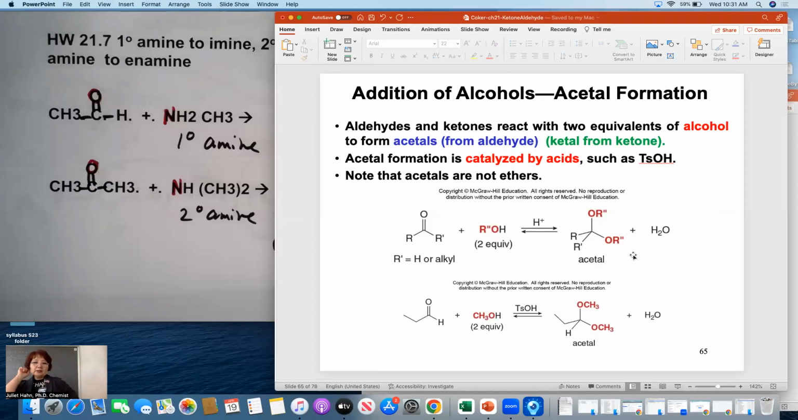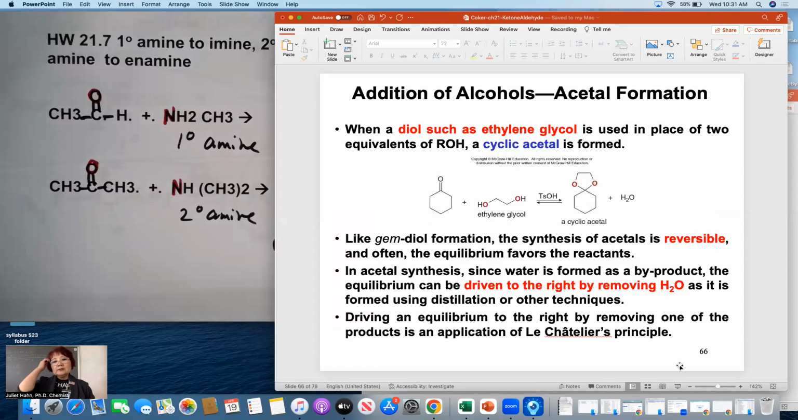Okay, we're back. So you can add on 2 moles of alcohol, or you can add on 1 mole of alcohol, and if you add on 1, then it would be a hemiacetal or hemiketal.